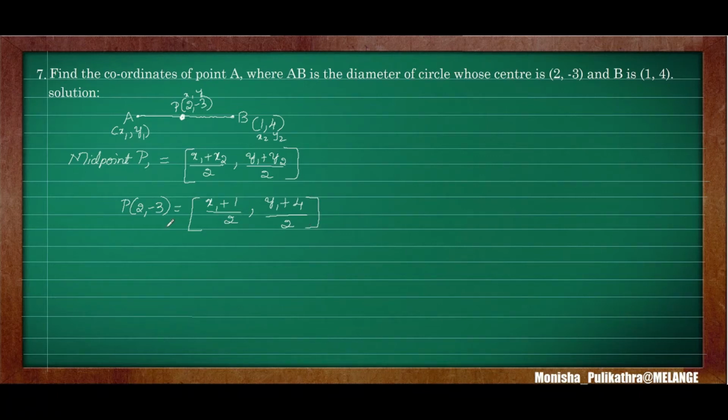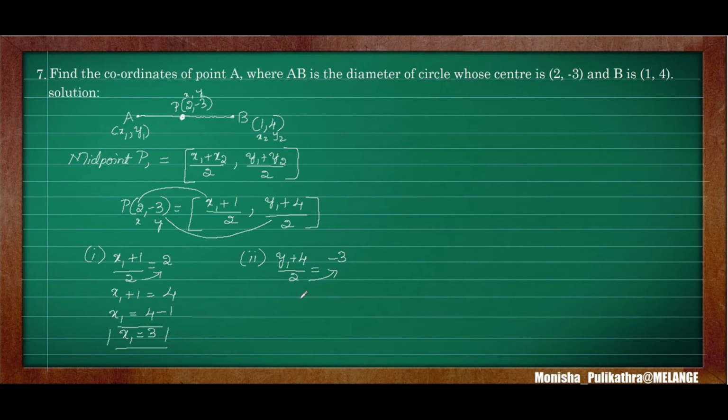Fine. Next what we have to do is, this is x and y, so we have to compare this with the x coordinate and this with y. In the first case, (x1 + 1)/2 is equal to 2. In this case, (y1 + 4)/2 is equal to -3. Here cross multiply it. So x1 + 1 is equal to 2 twos are 4. So x1 is equal to 4 - 1, so x1 is 3.